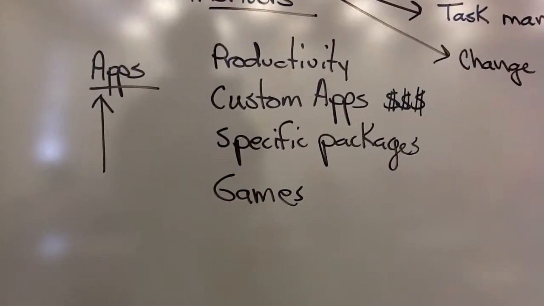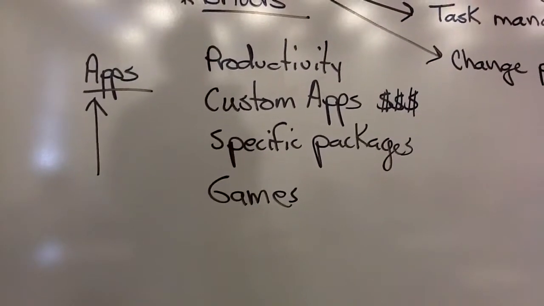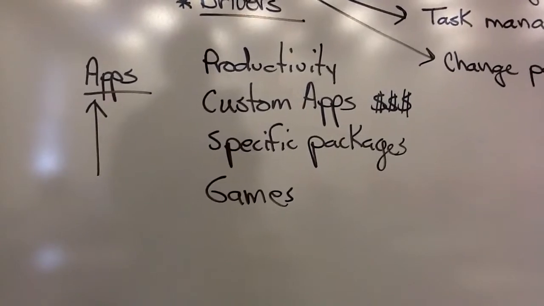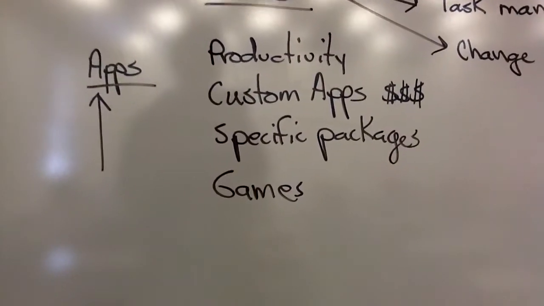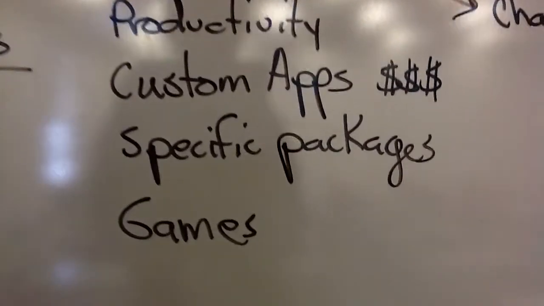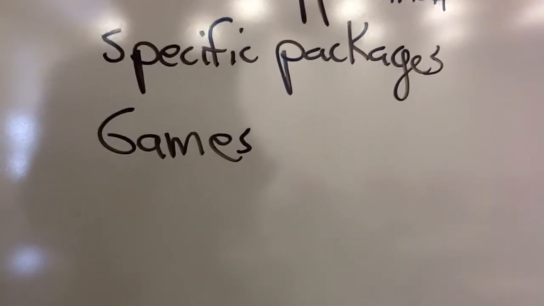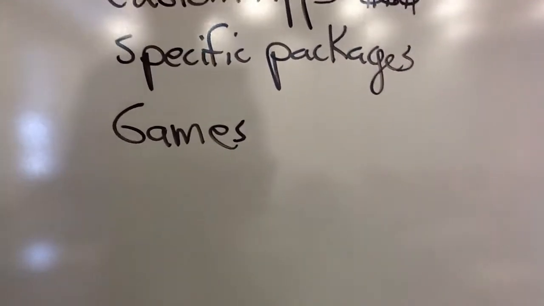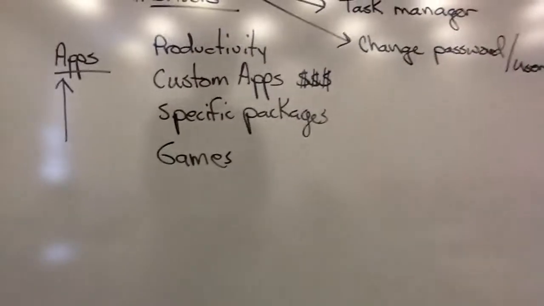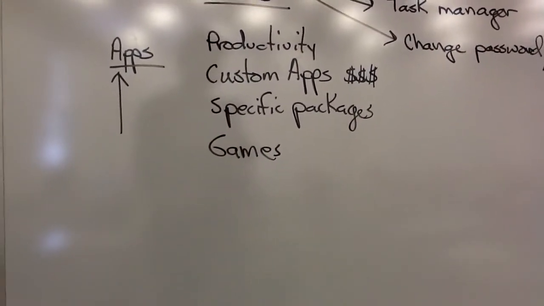Then we talked about apps, productivity apps. An example, but not exclusively, is Microsoft Office, different apps that allow you to do different things on the computer to be productive: spreadsheets, small databases, presentation software, word processing, and so forth. Custom apps, you can pay somebody to write you a specific app to do something, typically real expensive. Specific packages, an example might be TurboTax to do your taxes, or Quicken to do your books for your business. You can buy a specific package to do something on the computer like that. And then the gaming industry is huge.